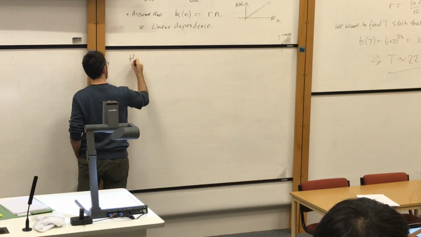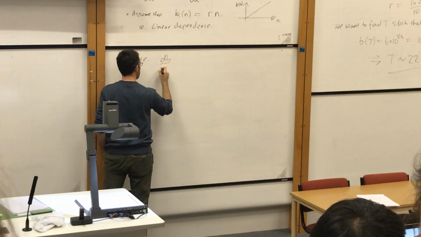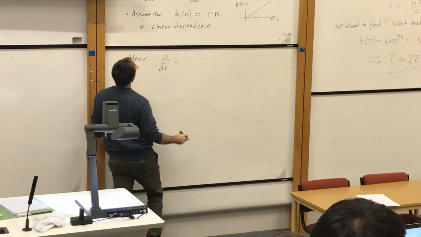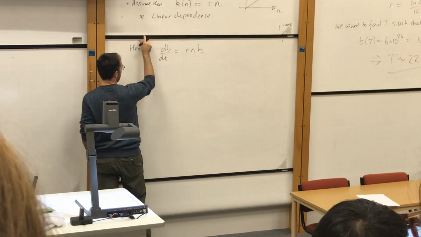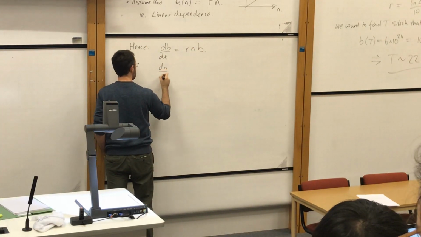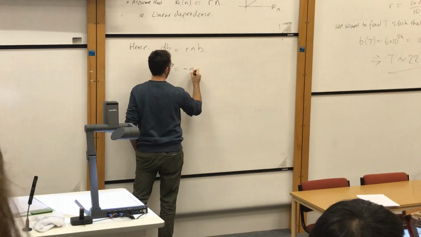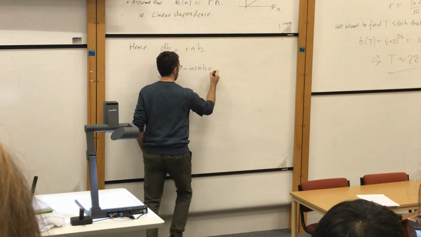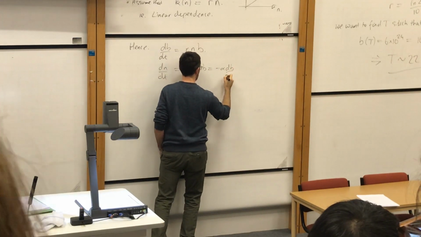So what does our model look like? Well, dB by dt will be equal to R times n times b, and dn by dt is going to be minus alpha R n b, or we can just write that as minus alpha dB by dt.